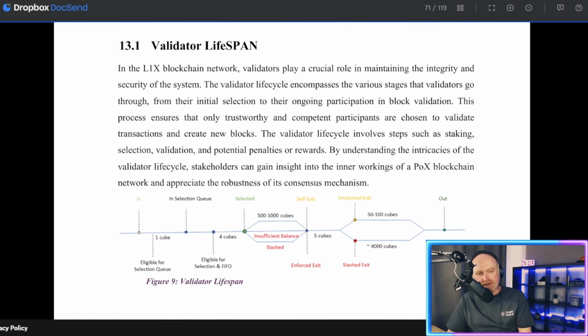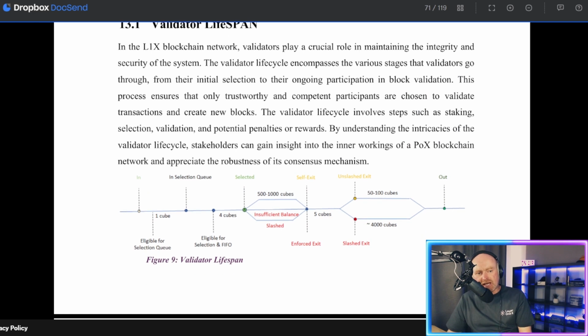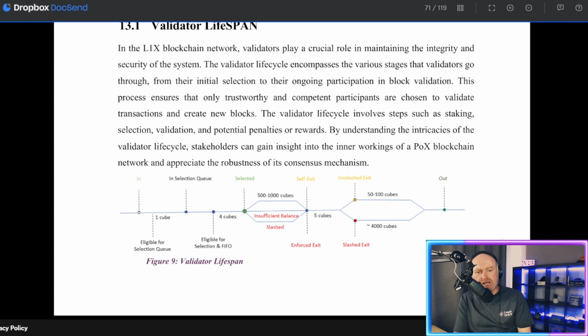13.1. Validator lifespan. In the L1X blockchain network, validators play a crucial role in maintaining the integrity and security of the system. The validator lifecycle encompasses the various stages that validators go through, from their initial selection to their ongoing participation in block validation. This process ensures that only trustworthy and competent participants are chosen to validate transactions and create new blocks. The validator lifecycle involves steps such as staking, selection, validation, and potential penalties or rewards.